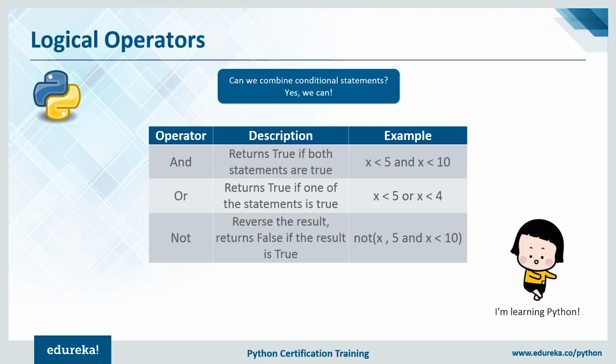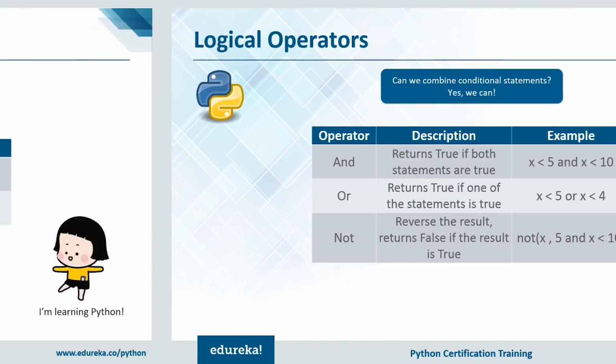Next up is the OR operation. Well, it returns true if one of the statements is true, right? So consider x to be 4. Is 4 less than 5? Yes, it is. Or is 4 less than 4? No, 4 is equal to 4 and not less than 4. But the first statement was valid. 4 is less than 5. So definitely it returns true as well. And NOT is something really simple. So basically it reverses the result. It returns false if your result is true, and it returns true if the result is false. So what do we have next?